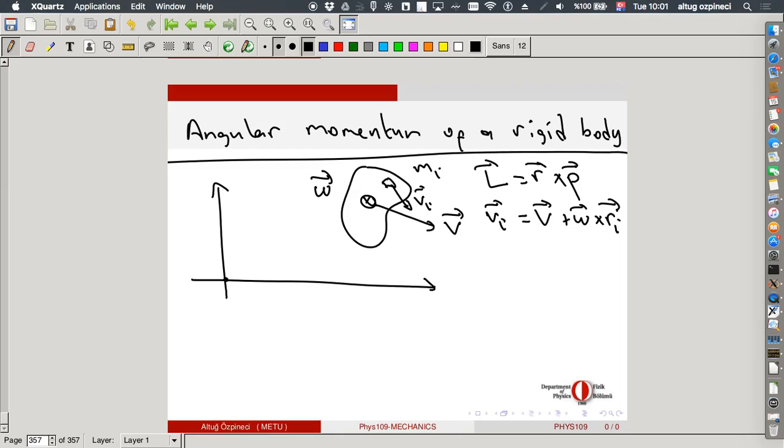This is the velocity of the rotation axis. This is the velocity of this point relative to my rotation axis. Now this ri is the position of this point relative to the rotation axis. And this is the velocity of that point in my inertial reference frame. Everything is in the inertial reference frame. Now, any questions up to here?